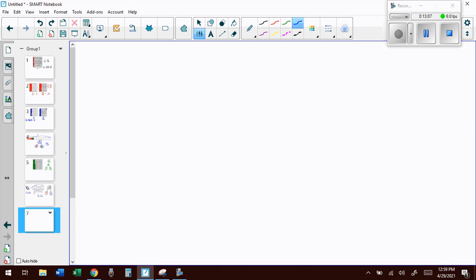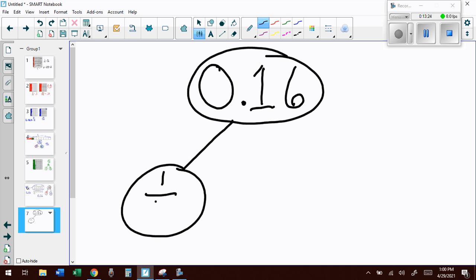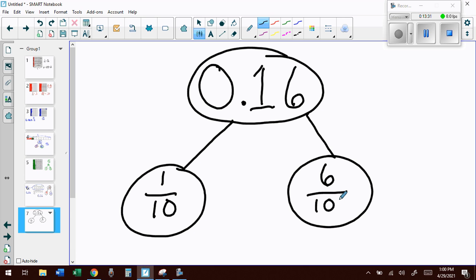In order to make a number bond for that, I had 0 ones, I had one group of 10, and I had 6/100ths. So I had 1/10 and 6/100ths. So it is not too bad.